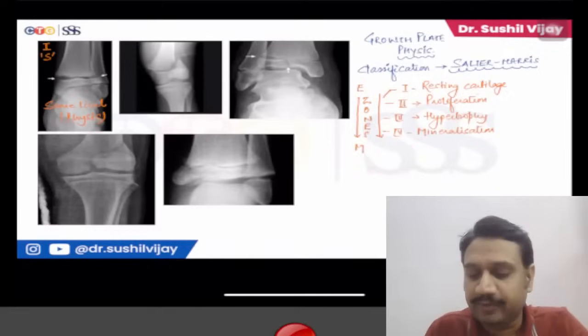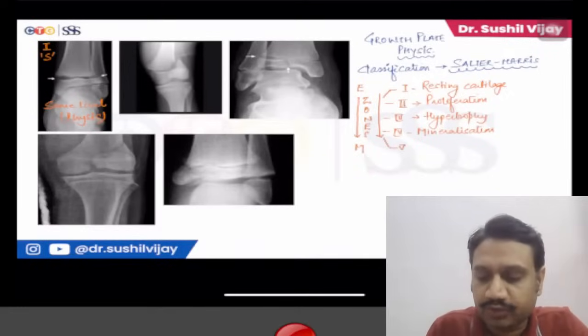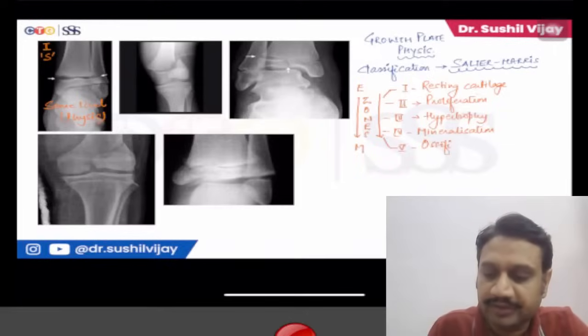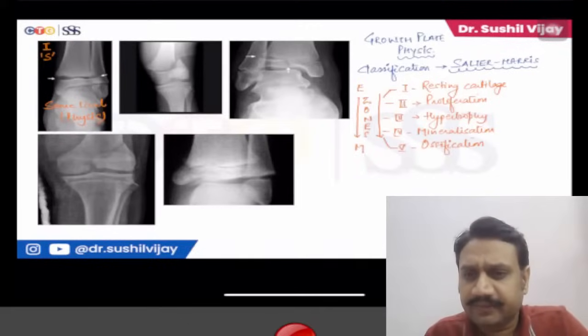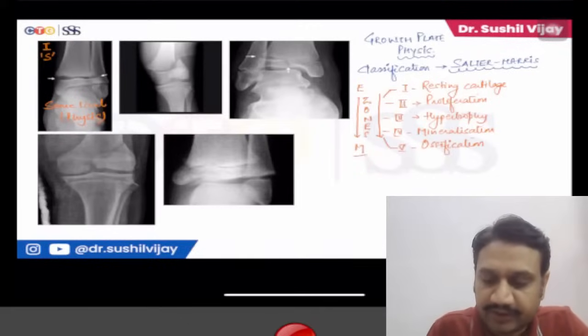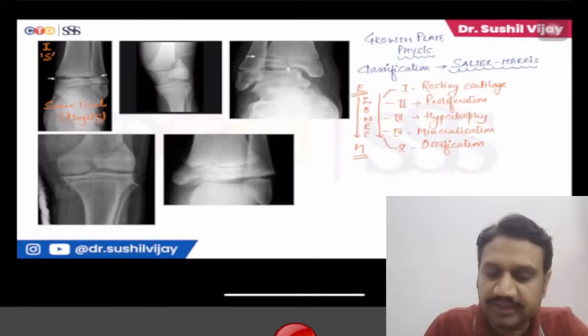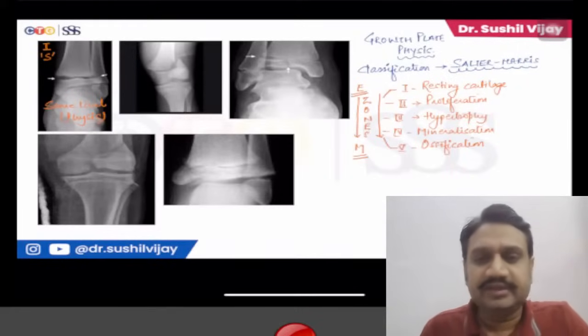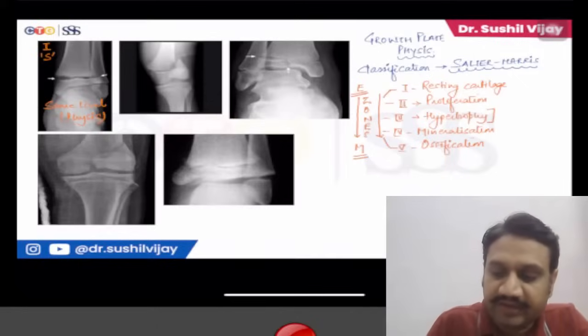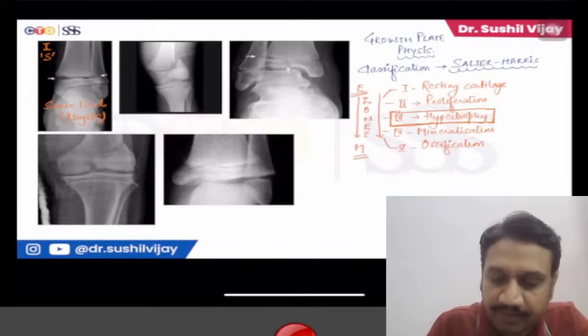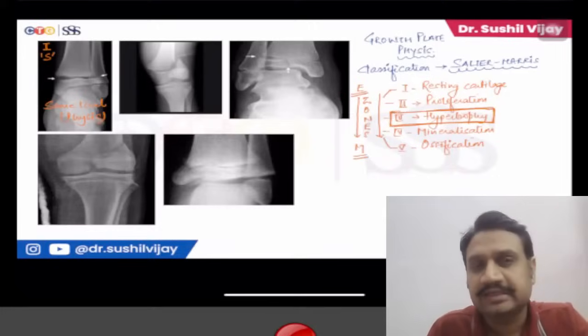It is the lower part of hypertrophy only, and the last zone is zone 5, which is the zone of ossification, where the normal mature bone is laid now. Okay, so this one is towards the metaphysis, this one is towards the epiphysis, right? So these are the zones, and out of these zones, you know very well that hypertrophy is the weakest zone of the growth plate, and this is the area from where most of the trauma fractures occur in a child.